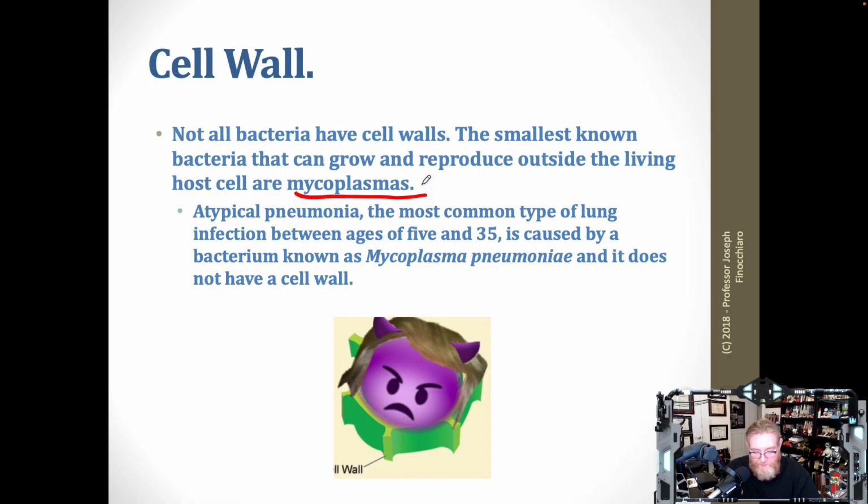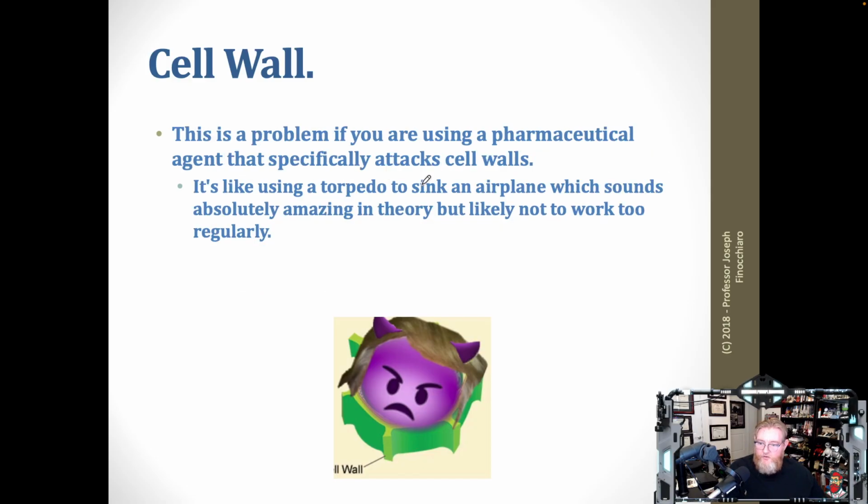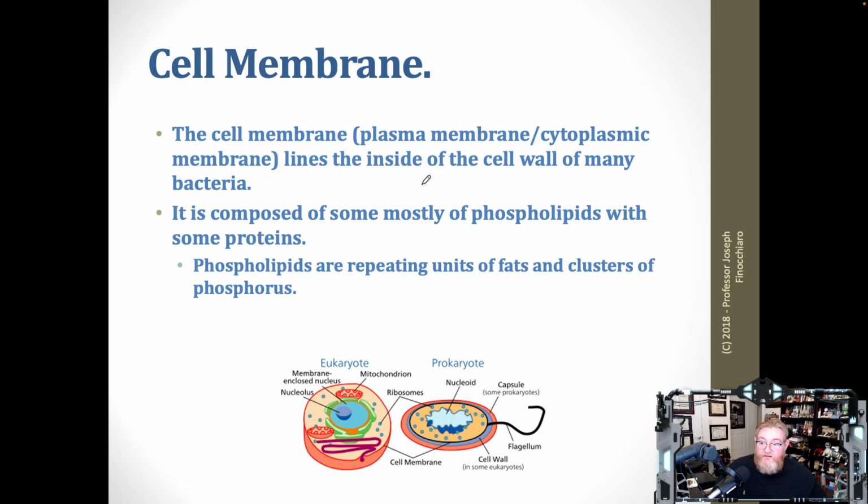You know that's important. Atypical pneumonia, the most common type of lung infection between the ages of 5 and 35, is caused by a bacterium known as Mycoplasma pneumoniae, and it does not have a cell wall. This is a problem if you are using a pharmaceutical agent that specifically attacks cell walls. It's like using a torpedo to sink an airplane, which sounds absolutely amazing in theory, but likely not to work too regularly.